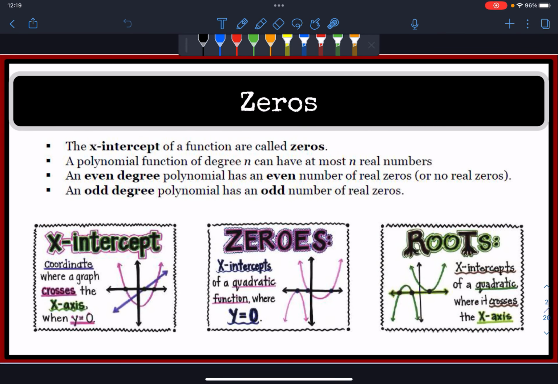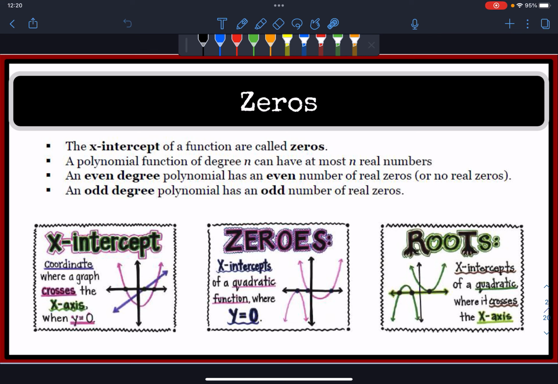Let's go over first what a zero is. A zero is simply the x-intercept of a function. It's identifying where the graph is going to cross the x-axis. So we could refer to it as the x-intercept, we could refer to it as the zero, and sometimes we also refer to it as the roots. But again, they all mean the same thing. We're just simply looking for when a function is crossing the x-axis.